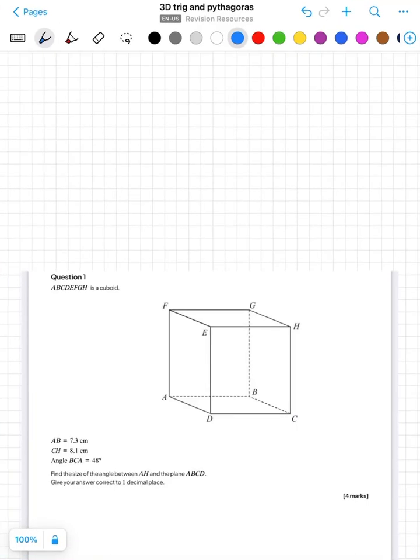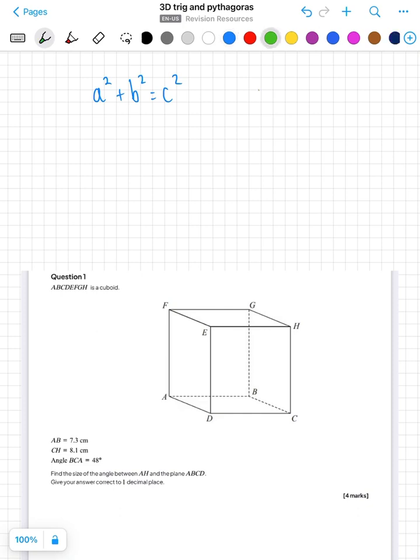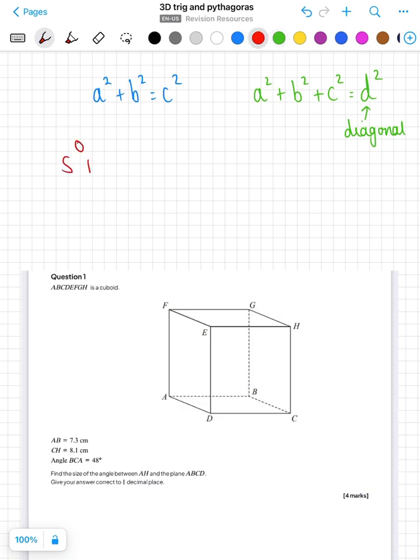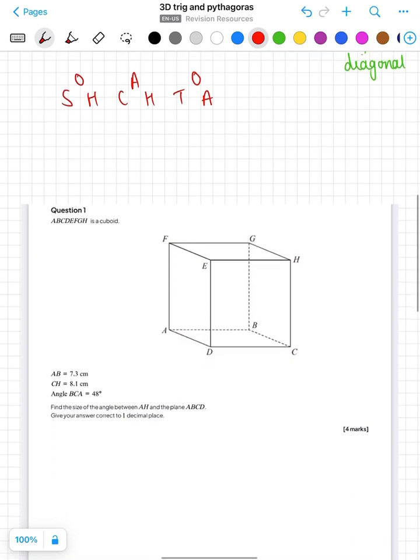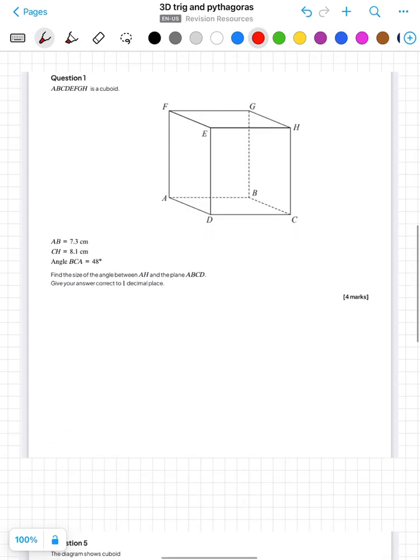3D trigonometry and Pythagoras. So we're going to be using a squared plus b squared equals c squared for our Pythagoras. Now you may or may not have seen the following: a squared plus b squared plus c squared equals d squared, where d is the diagonal of your three-dimensional shape. And we're also going to be using SOHCAHTOA. So a combination of trigonometry and Pythagoras to tackle questions involving three-dimensional shapes.